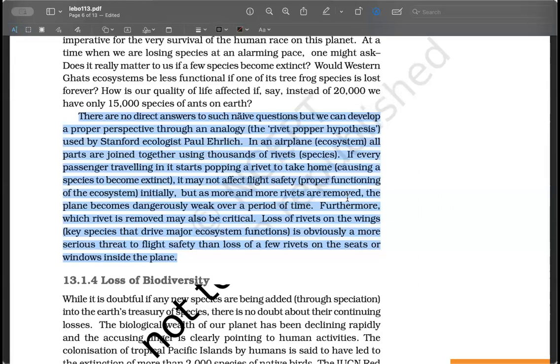So if it is a predator species, even one species gone is a big loss. But if it is an ant species or a fly species or a mosquito species or a bee species, the effect will start showing up on the ecosystem when lots and lots of them are gone, right? So it is important which species is getting extinct, but it's also important that even if it is a small species, the number which is getting extinct. So rivets are these small species.